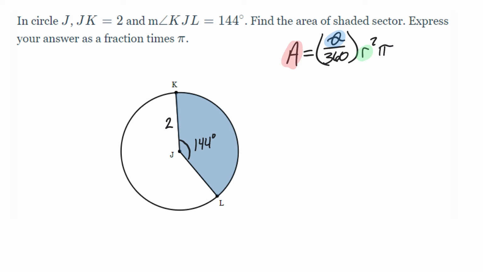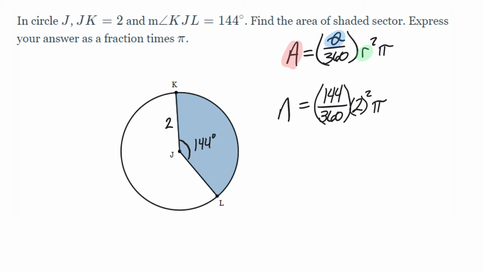So we know what the angle measurement is. It's 144 degrees. That's 144 of the 360 degrees. If you wanted to simplify that right now, you could. It's completely up to you. We also know that we have a radius of 2. So this is 2 to the second power times pi.